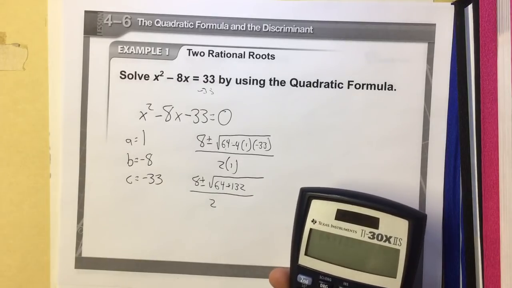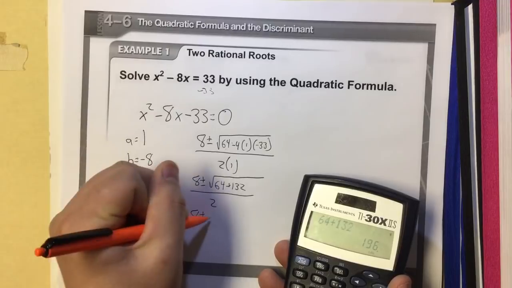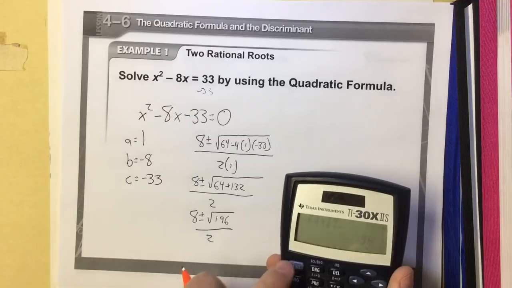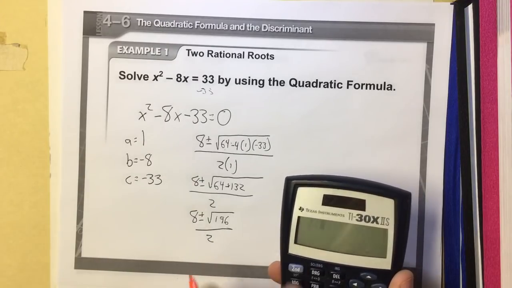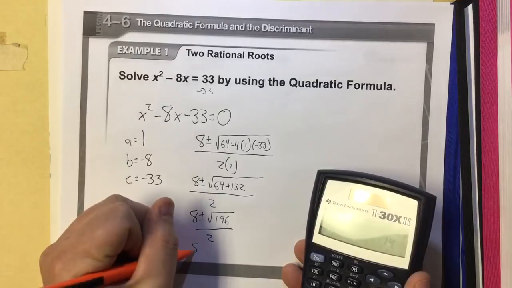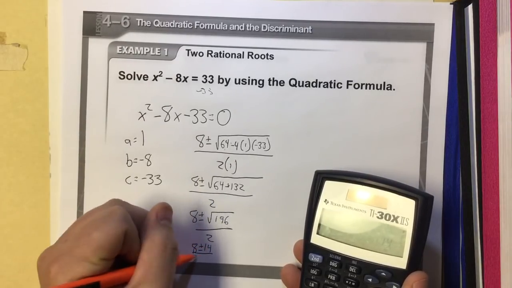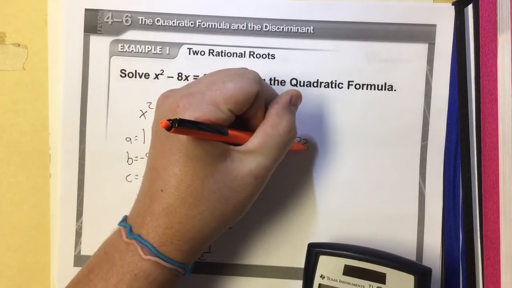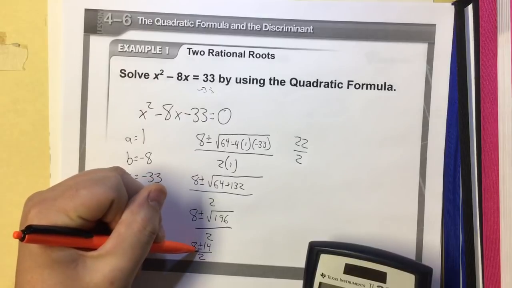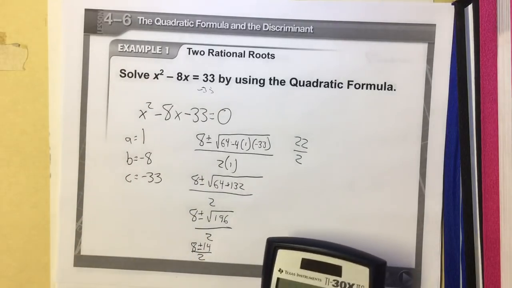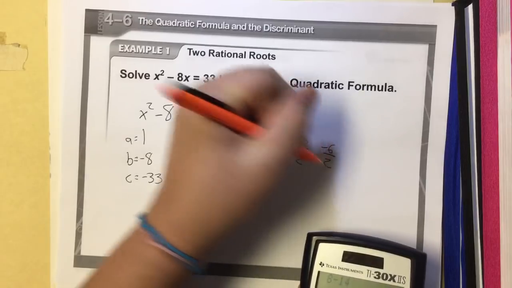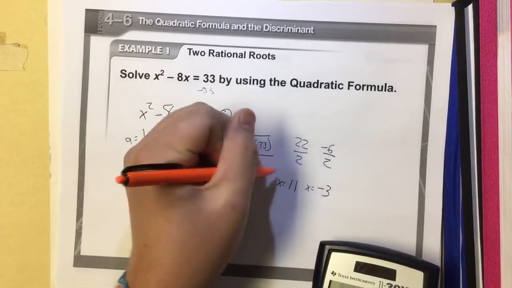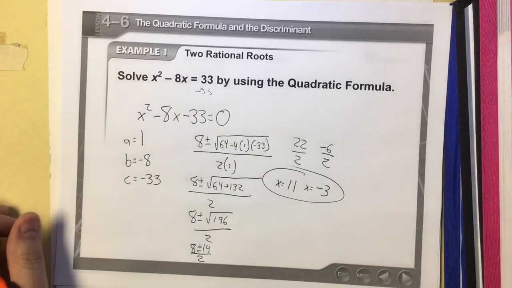64 plus 132 is 196. 8 plus or minus the square root of 196 all over 2. Square root of that answer gives us 14. So I have 8 plus or minus 14 over 2. 8 plus 14, that's 22 over 2. 8 minus 14, so we have 11 and negative 3. And those are our two solutions to this quadratic.